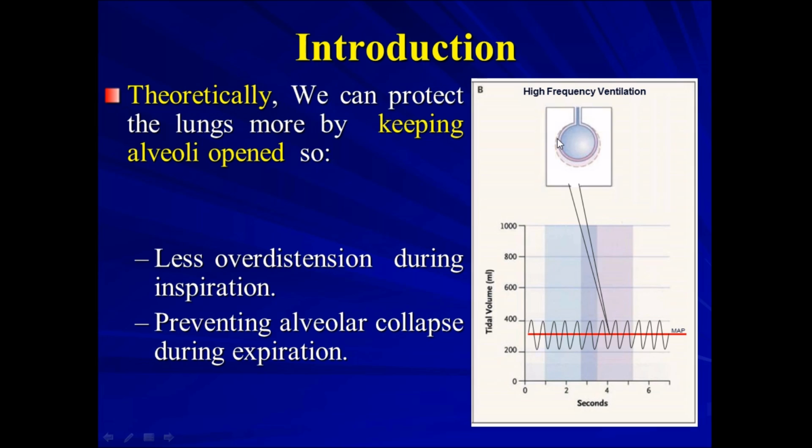So that comes to the concept of high frequency ventilation. If we keep the lung open during inspiration and expiration, that will cause less overdistension during inspiration, and that will prevent alveolar collapse during expiration. So instead of giving high tidal volume and low tidal volume, I'm keeping the lung open by applying positive pressure, which is the mean airway pressure. We can talk about it in the next slides. And the ventilator will oscillate around this pressure. So mainly we keep the alveoli open, preventing overdistension and underinflation.